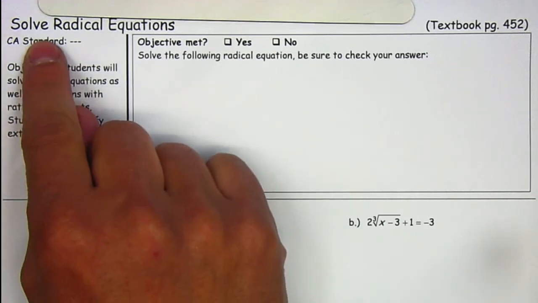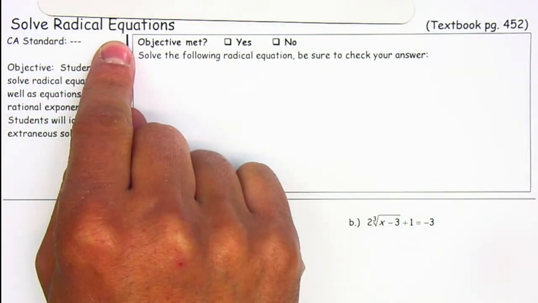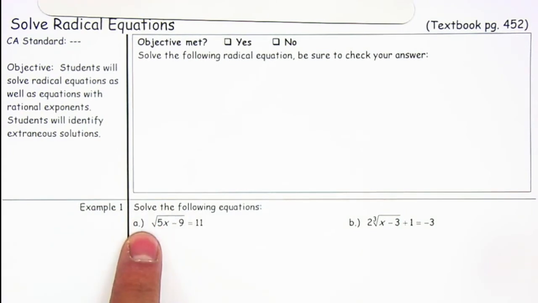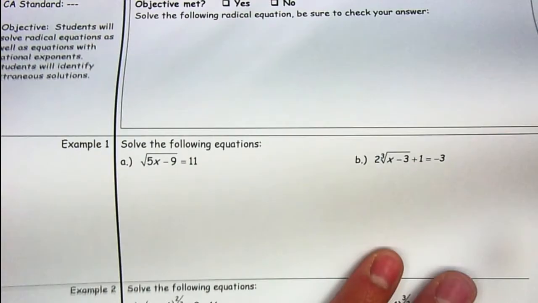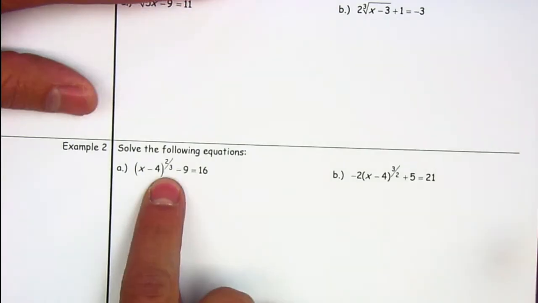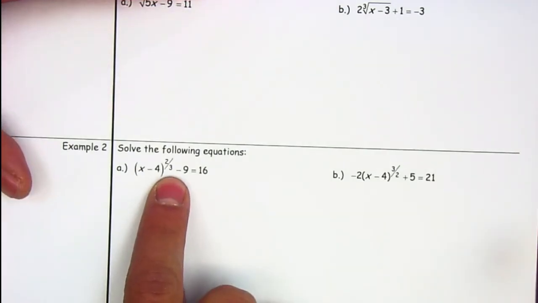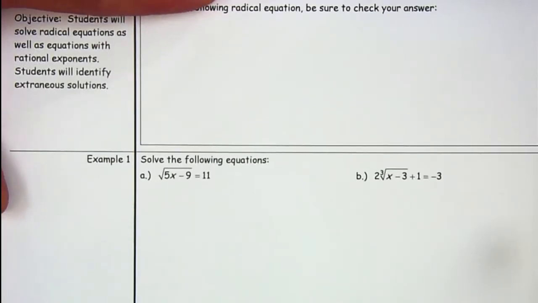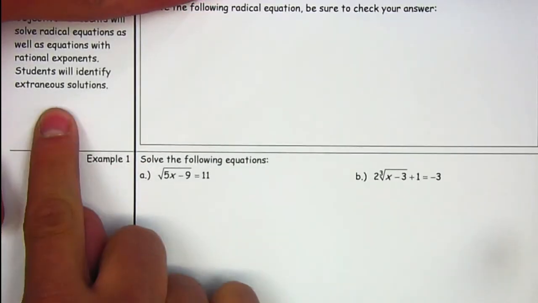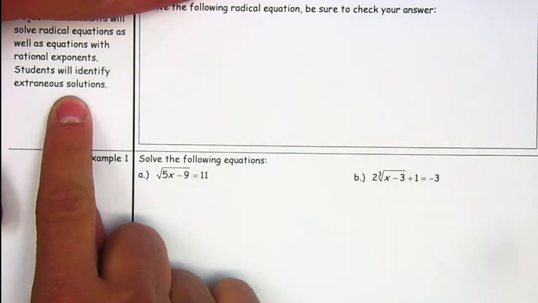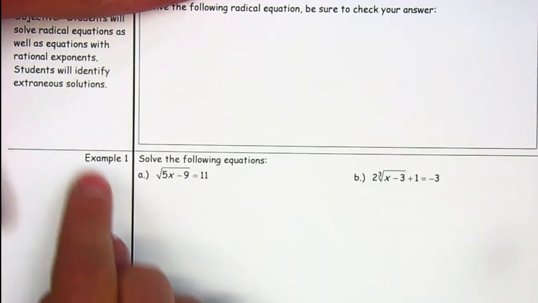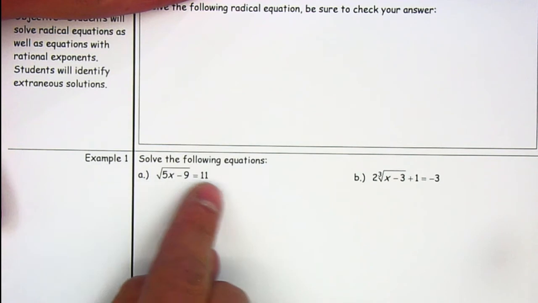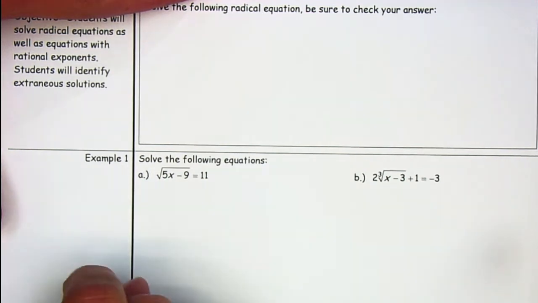Good morning. Today we're going to solve radical equations, and we're going to have two forms. We're actually going to have a radical equation as well as equations that have a fractional exponent or a rational exponent. We're also going to be identifying extraneous solutions. There are solutions that sometimes appear when you raise an equation to the same power on both sides. We're going to have an extra solution that's not correct.